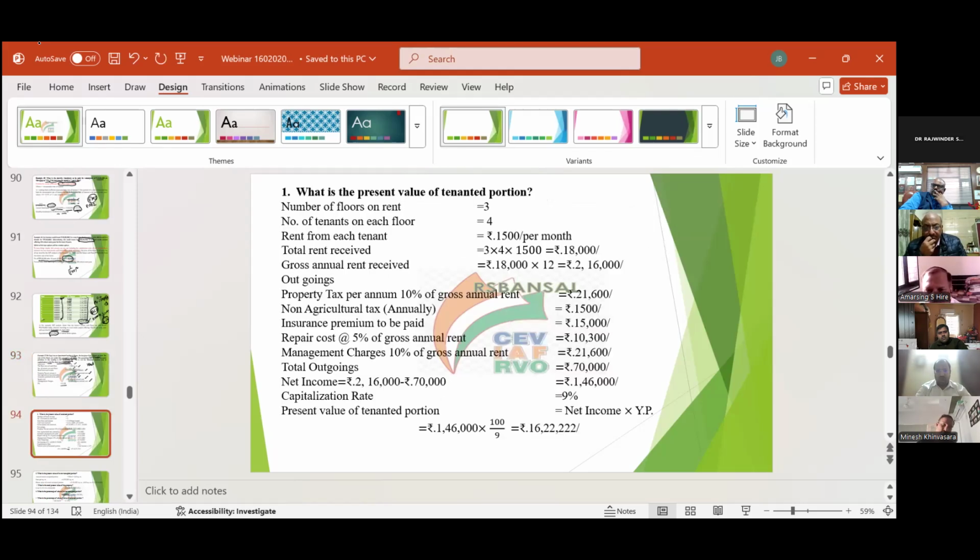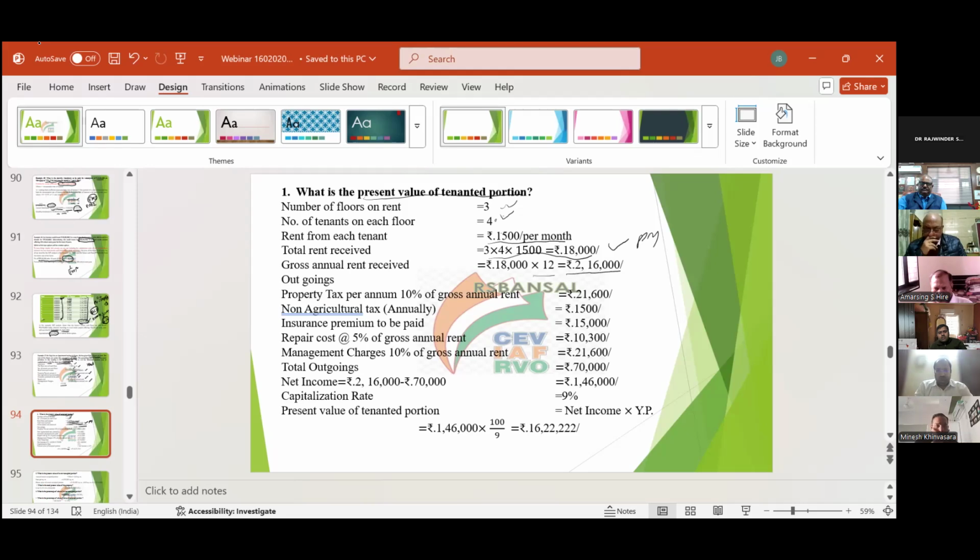See here how to proceed. What is the present value of the tenanted portion? Number of floors on rent is 3. Number of tenants on each floor is 4. Rent received from each tenant is 1500 per month. So total rent will be 3 into 4 into 1500. Total rent received is 18,000 per month. And yearly you multiply it with 12, so total rent received per year is 2,16,000.